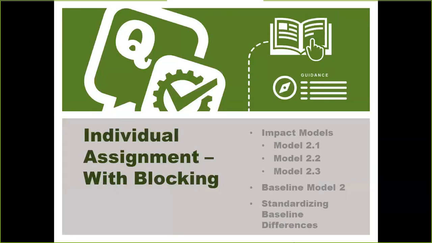The models get a lot more interesting and complicated when individuals are assigned to treatment and control conditions within randomization blocks or within matching blocks. In this section, I discuss 3 potential models for this design and describe how to estimate the baseline treatment control difference on the pretest using a modified form of the impact model. And I describe how to standardize that baseline treatment control difference.